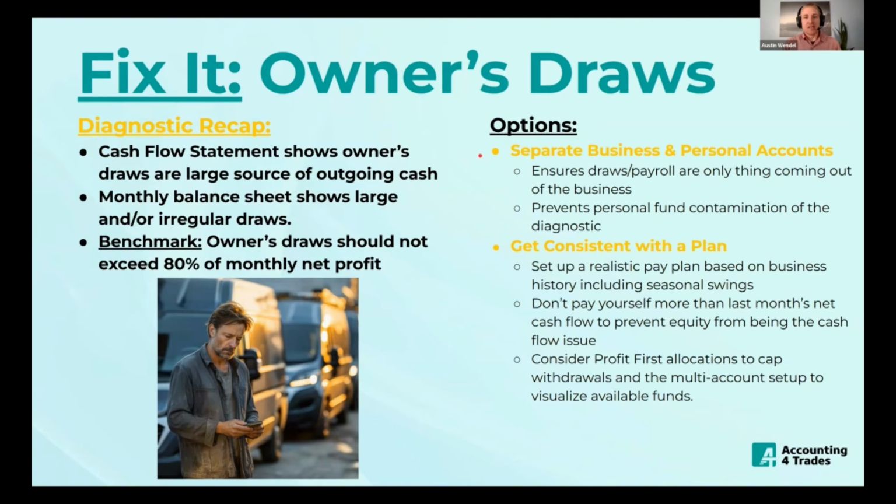How do we fix this? We want to separate the business and personal accounts. I see this way too often. It's annoying carrying 7 credit cards, but it is important for accounting, especially when we're trying to diagnose some of this stuff, that you ensure your draws and your payroll are the only way you're paying yourself out of the business. So don't go to Chuck E. Cheese's with your kids and swipe that company credit card. That personal fund contamination just makes it really difficult to make these owner draws consistent.